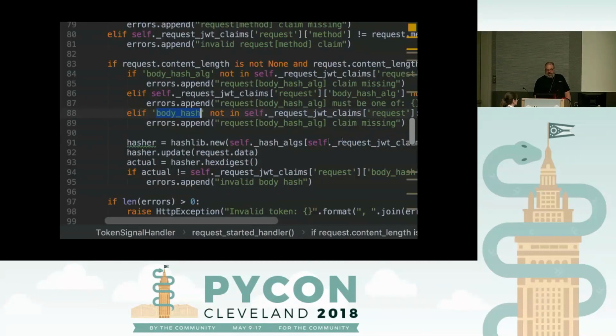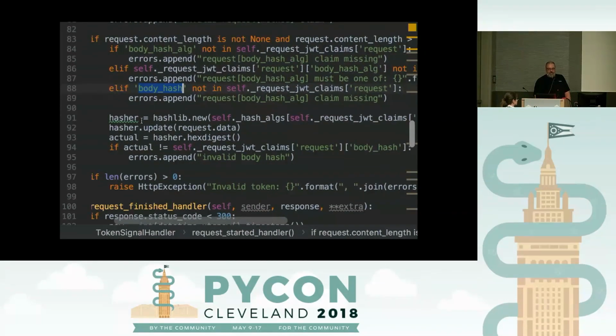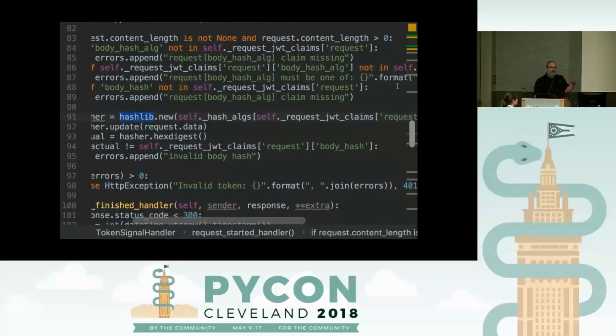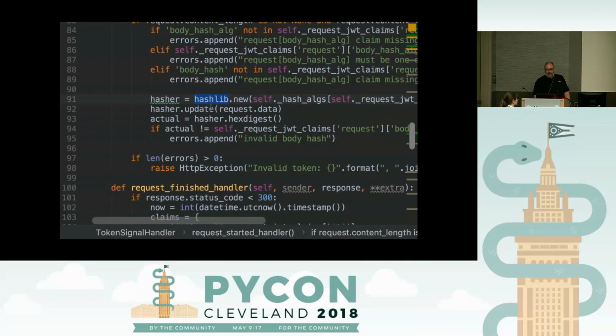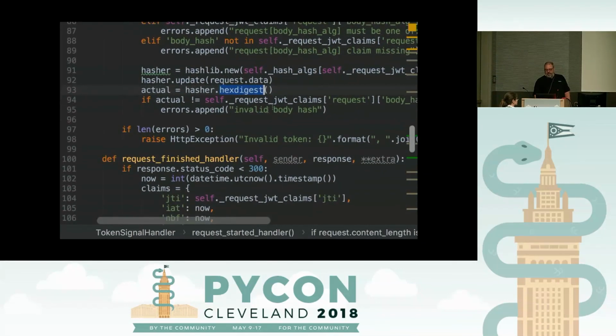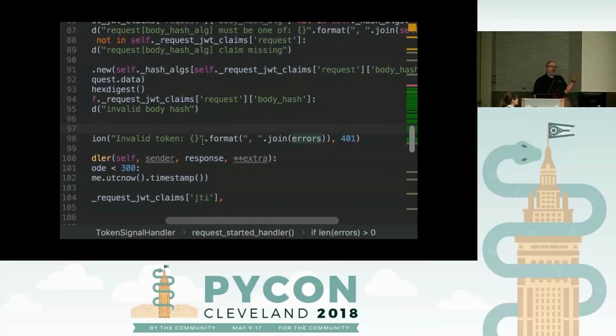So we then go and hash. We get a hasher, basically hashlib new based on the algorithm in the claims for the request body hash algorithm. We put the data in the hash, we make a digest, and then we add it to the claims. And if we have any errors, we just throw a 401. It's an invalid authorization because it's a token coming in.